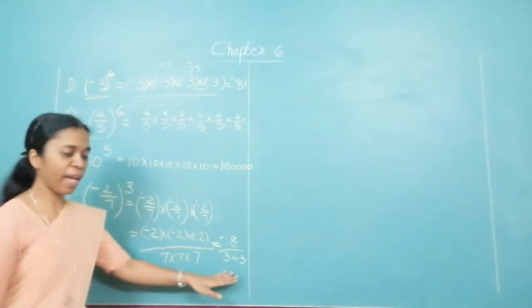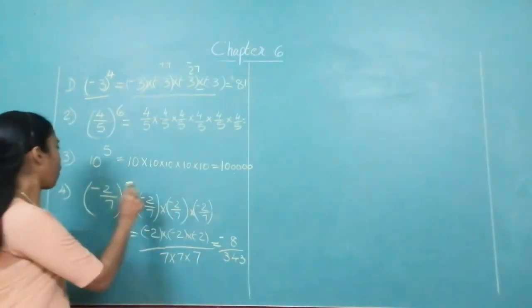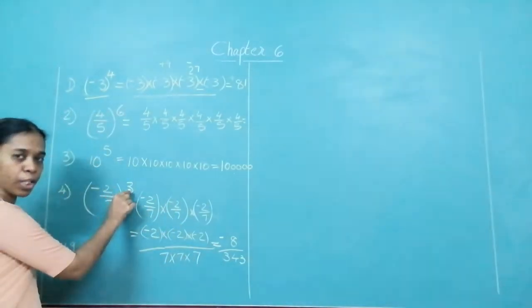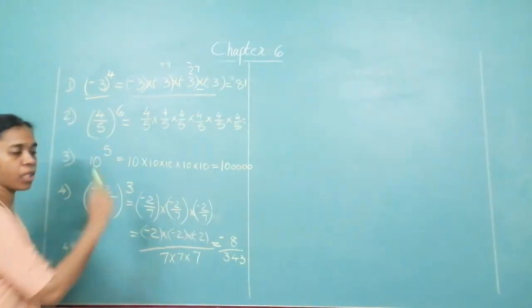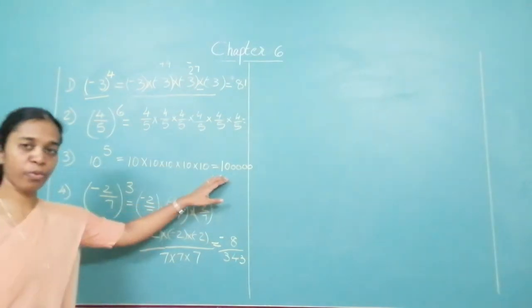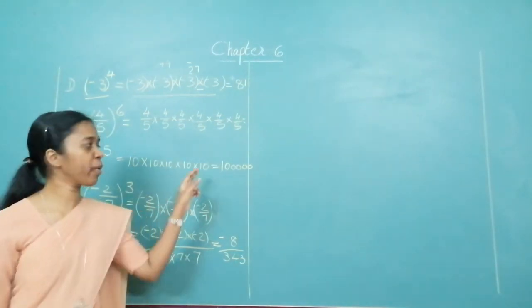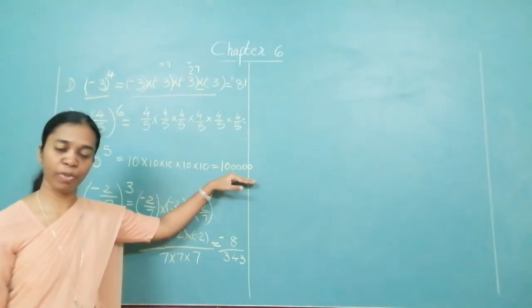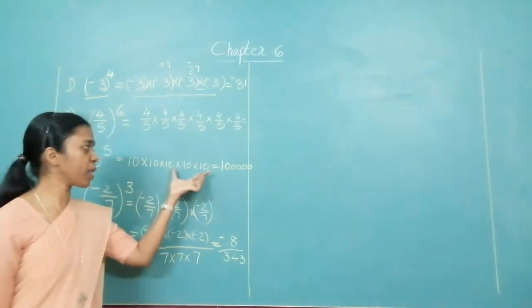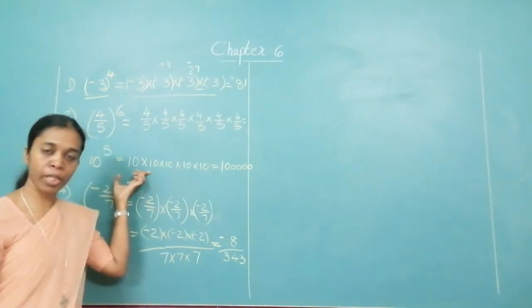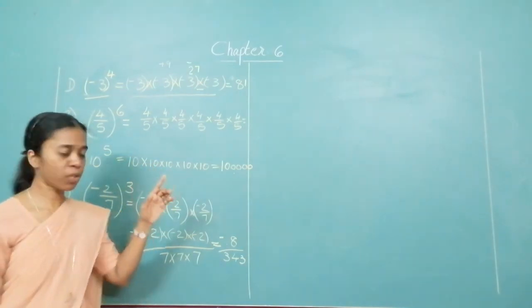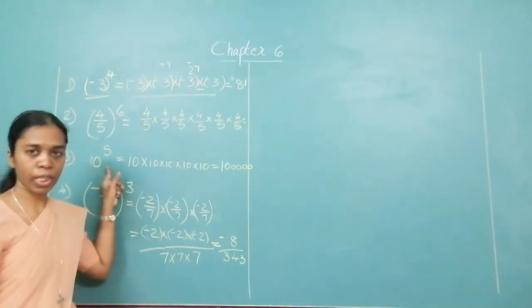So this is the value of minus 2 upon 7 raised to 3. This is how you find the value. If you are asked for the value, you have to multiply and get the value of it. If you are asked to write in the multiplication form, this is how you write it. If you are asked to write the index form, this is how you write it.